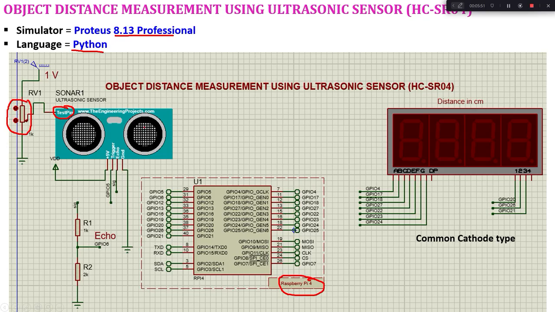And we are going to calculate the distance of the object and we are going to display it on this 7-segment display. So here we connect this 7-segment display with 4 digits. Out of these 4 digits, we are going to use only 3 digits, the first 3 digits. And we are going to measure the distance in centimeters and display it.